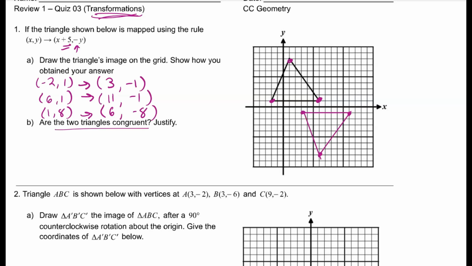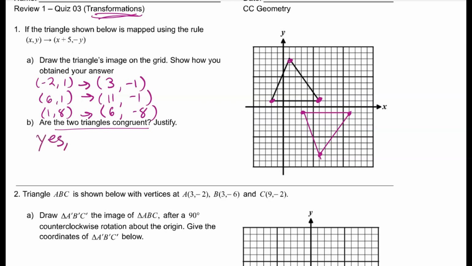Are the two triangles congruent? Justify. Well, if I could find some sequence of rigid motions that would take my first triangle and map it onto my image, then I would be able to prove that they are congruent. So it looks to me like if I translate it, and then I reflect it over the x-axis, the triangles would land right on top of each other. And that's what's happening in my rule here. If I'm adding 5 to my x values, I'm translating right 5 units. And if I'm negating my y values, I'm flipping it over the x-axis.